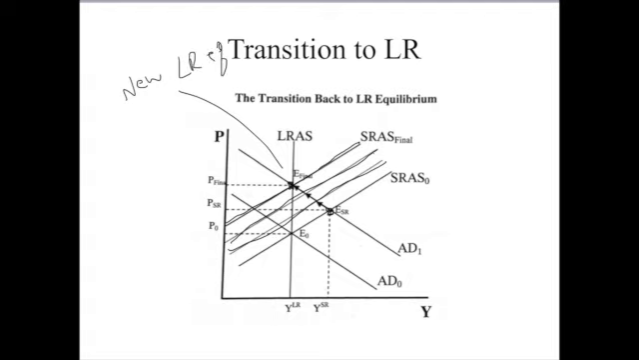Two features of this new long run equilibrium are important. One is that because the long run aggregate supply curve hasn't shifted, the GDP in the long run has to be the same as it was before the aggregate demand shock. The second feature is that prices are now permanently higher.